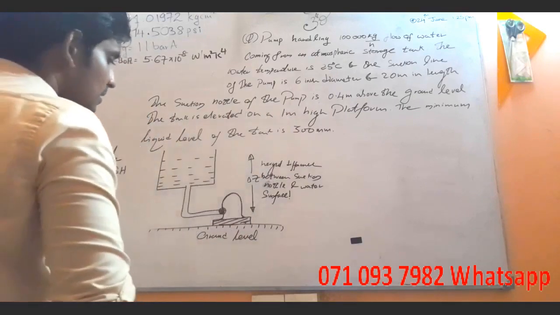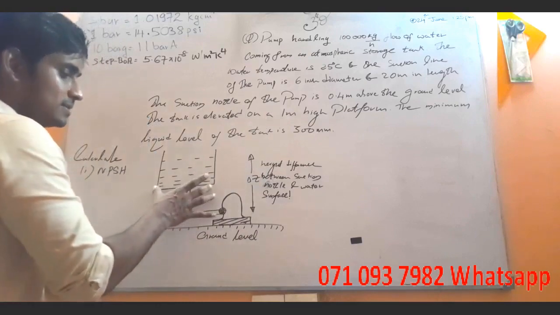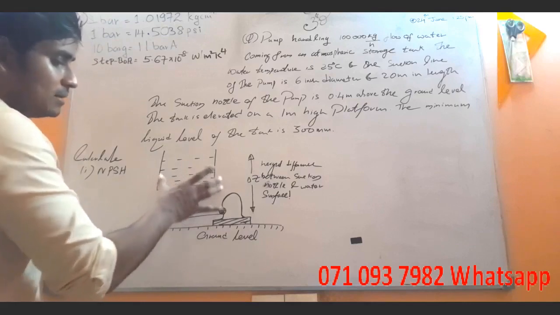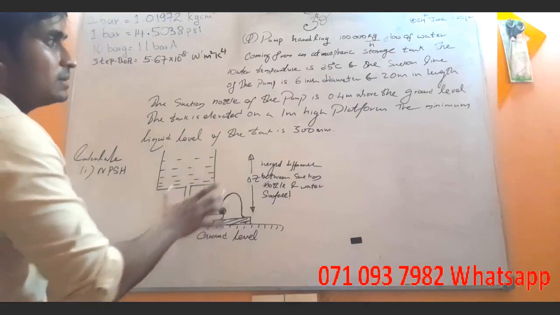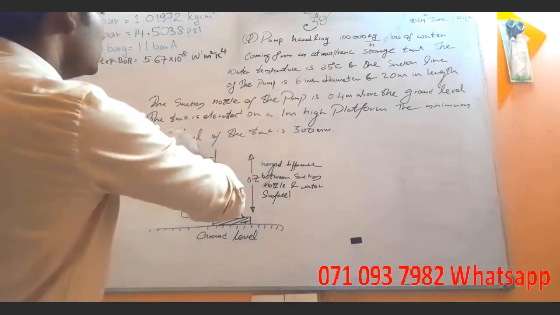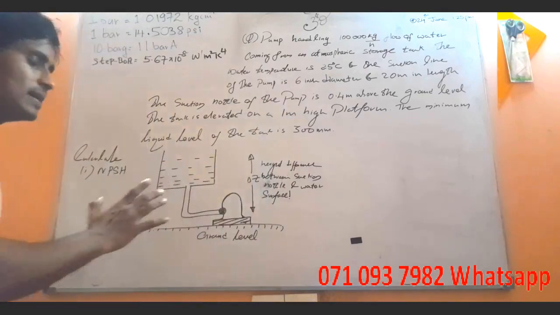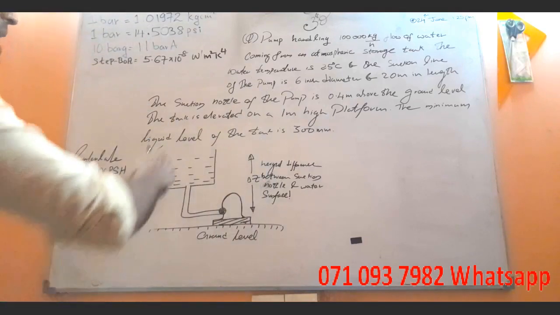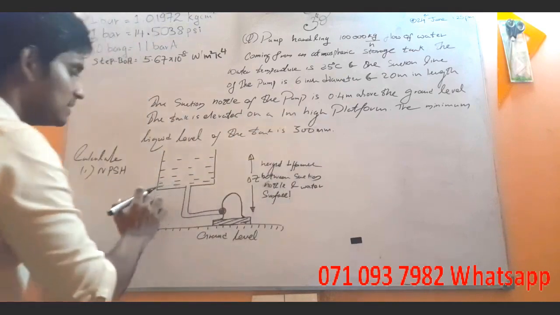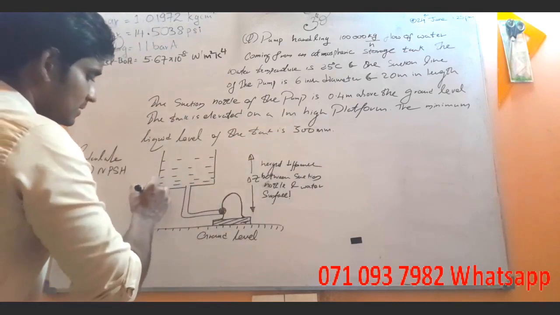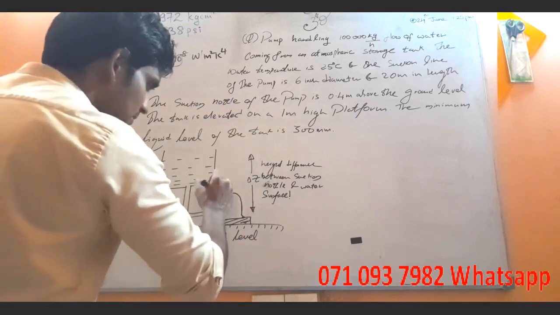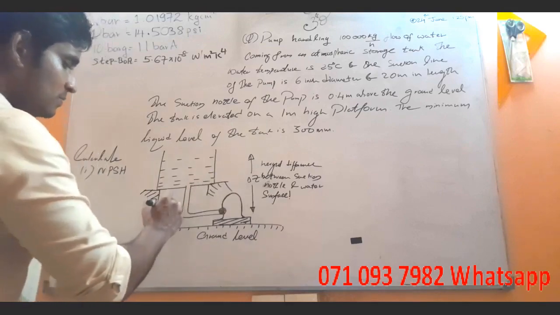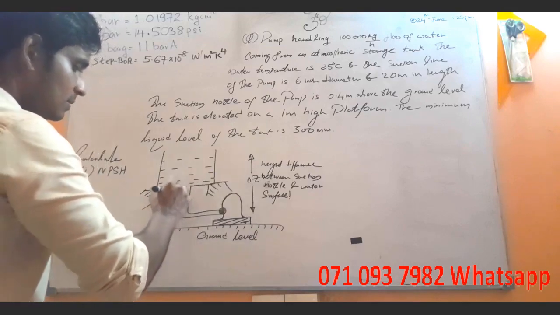That means the distance between the base surface where the tank is kept and the respective ground level is 1 meter. So be very careful about the given dimensions. The tank is elevated on a 1 meter high platform, some sort of a platform. So 1 meter from the ground.